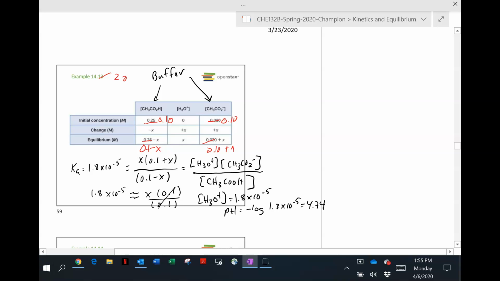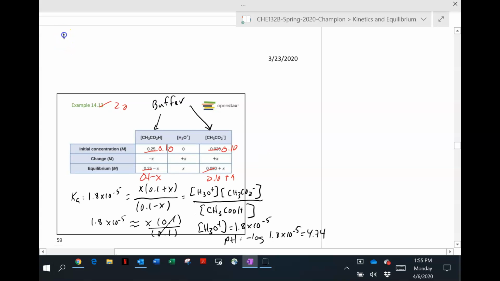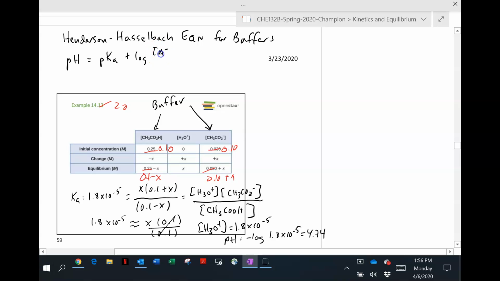The way we're going to work this with buffers is we're going to use something, and I'll write it up here above it, called the Henderson-Hasselbalch equation. And this is on the formula sheet. It says that the pH of the buffer is equal to the pKa of the buffer plus the log of the anion, the conjugate base concentration, over the conjugate acid concentration. First of all, pKa is just the negative log of the Ka, and of course for acetic acid, the Ka is 1.8 times 10 to the negative 5th. pKa is 4.74, and that's why I knew the answer to this one without putting it in my calculator.